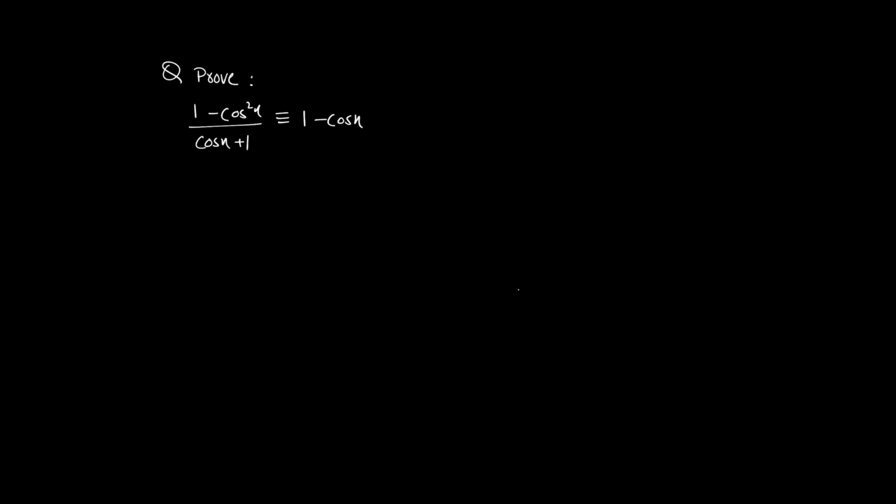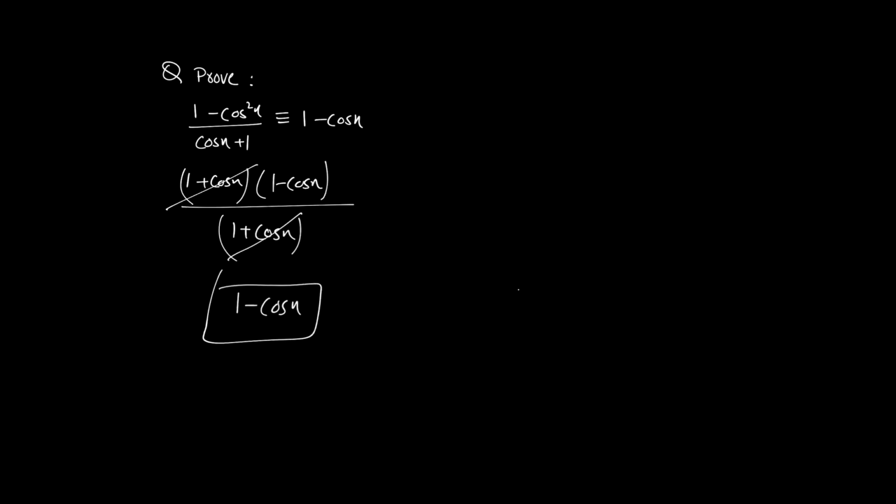Okay, so in this question maybe you have to use the identity. Now what is the identity that you can think of which can replace this 1 minus cos square? See, 1 minus cos square can be factorized as (1 plus cos x)(1 minus cos x), right? And in the denominator you have cos x plus 1, which you can rewrite as 1 plus cos x. And observe that 1 plus cos x and 1 plus cos x would be cancelled out, and you would be left with 1 minus cos x. That was easy, very easy.